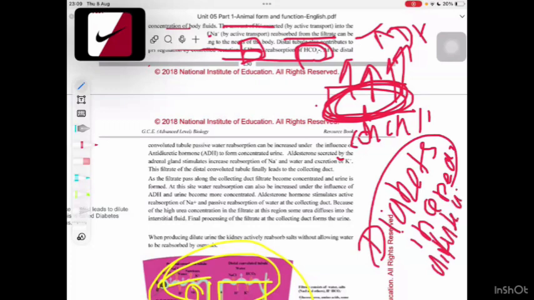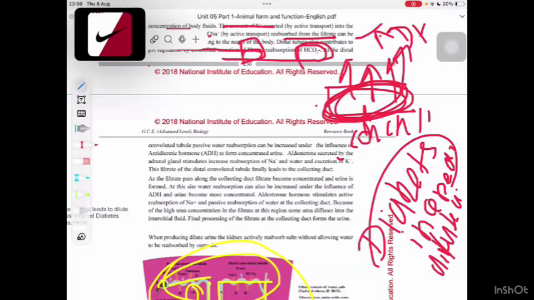Dilute urine is produced. That means if you are passing a lot of water with your urine, and I'm not talking about once in a while, I'm talking about frequently, if this is happening, that means you've got diabetes insipidus, right?